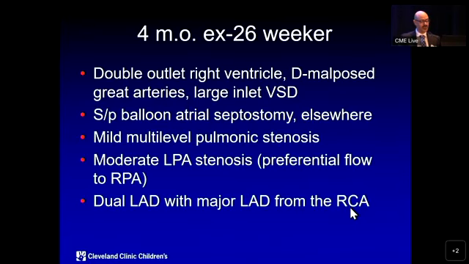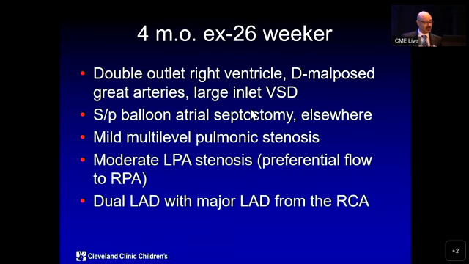Routability of the VSD: we saw some of the elegant slides from my colleague earlier, but this was one of the cases I think that was shown. This was a 4-month-old transferred to us from another institution with double outlet right ventricle, D-malposed great arteries, and a large inlet VSD, somewhat remote. They called it a Taussig-Bing, but we really didn't think this was a Taussig-Bing because it shows you that the relationship of the great vessels does not define the physiology. It's really the streaming of the blood through the VSD and the location of the VSD.